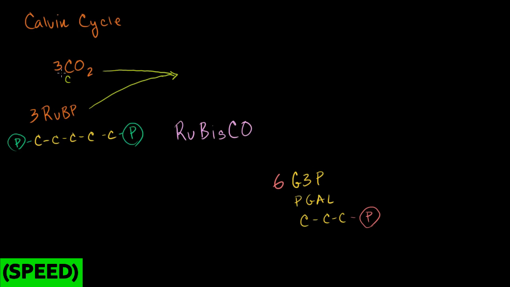And the math works out, right? I have 3 carbons plus 3 times 5 carbons. That's a total of 18 carbons. And here I have 6 times 3 carbons, or 18 carbons. And that's what I showed you in the last video, but there are actually some intermediary steps. So the very first thing that's actually formed is 3-phosphoglycerate.